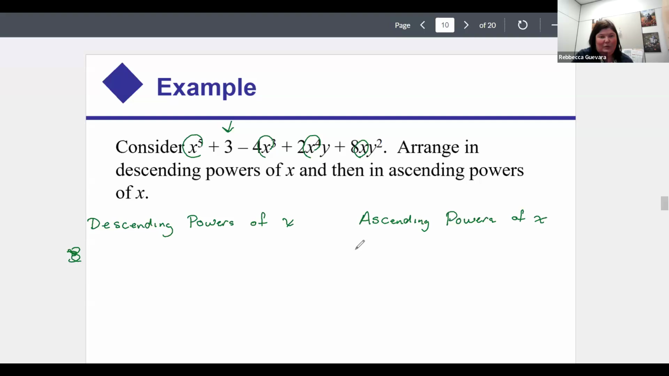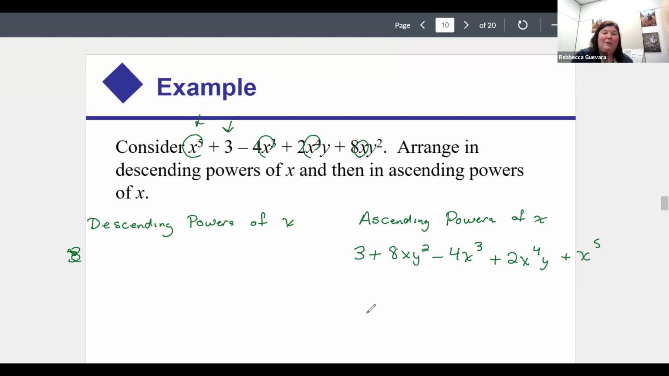Actually, I'm doing ascending powers here. 3 is my smallest, and then the next one is 8xy squared. Then my next largest power would be this right here because now we go x. I don't have an x squared, but I have an x to the third. So I go negative 4x cubed. Then the next one is this x to the fourth, so plus 2x to the fourth y. And then my last one is just x to the fifth.